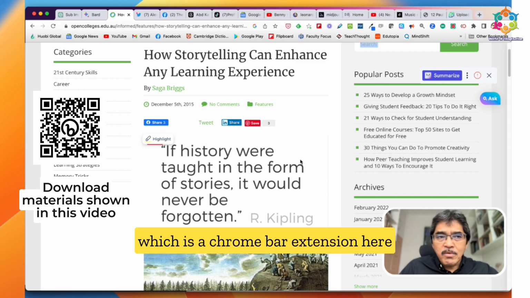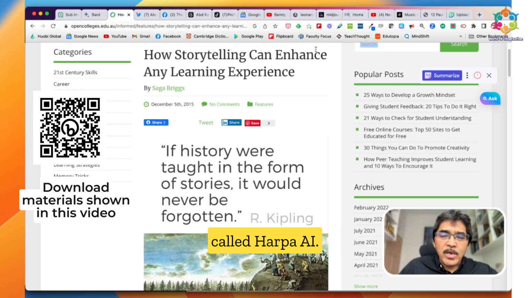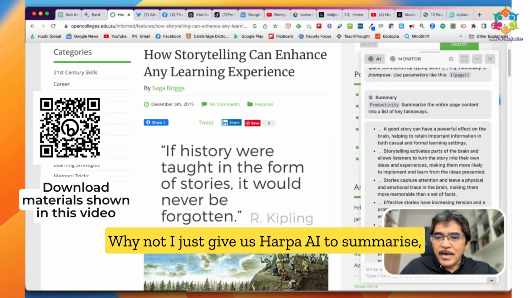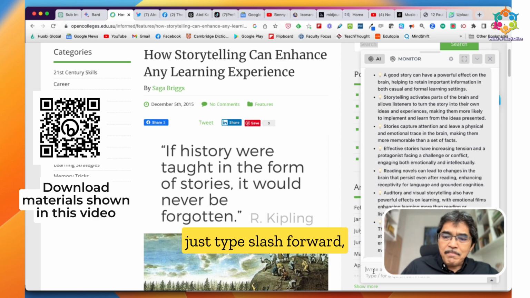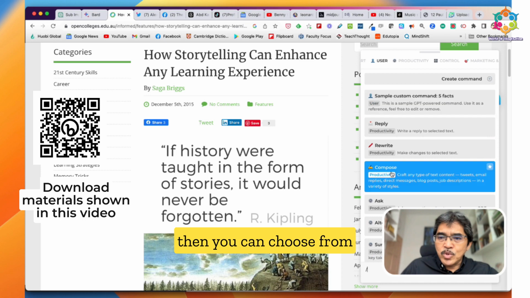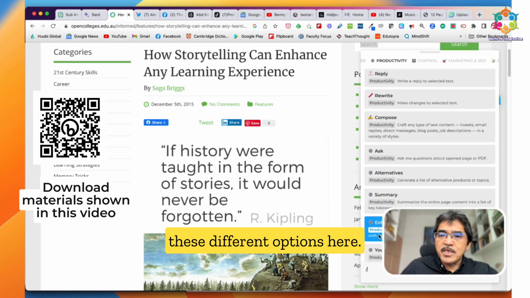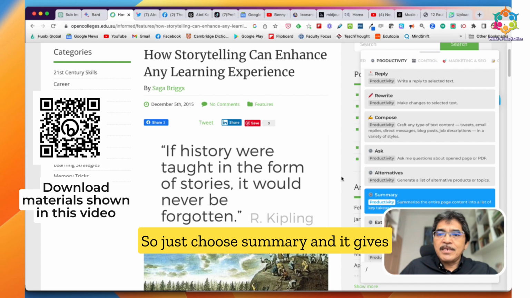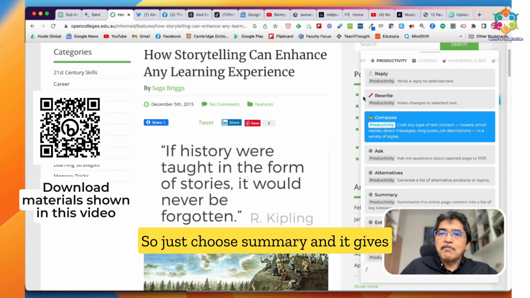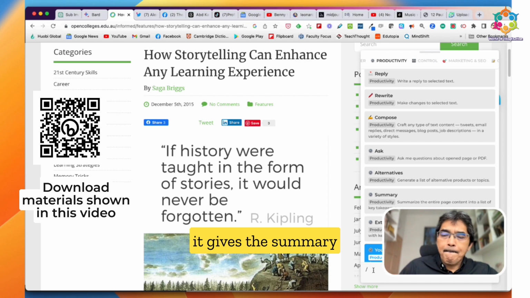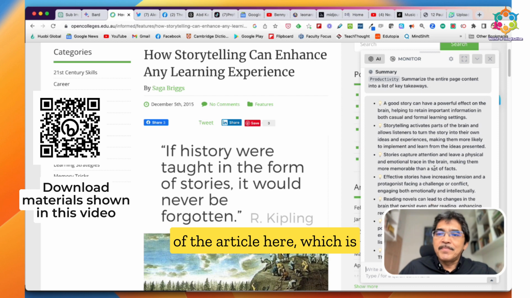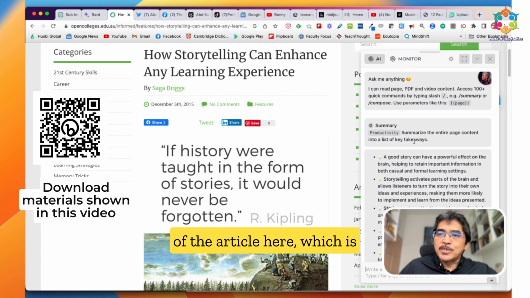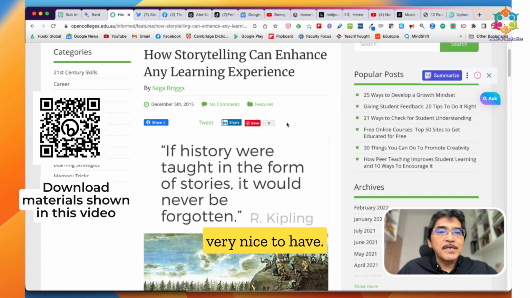And again, remember I've shared about one AI tool, which is a Chrome extension here called Harpa AI. So I have Harpa AI here. Why not I just ask Harpa AI to summarize, which I've done here. Basically, you just type a slash forward, then you can choose from these different options here. So you just choose summary, and it gives the summary of the article here, which is very, very nice to have.